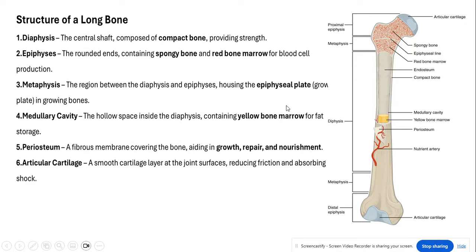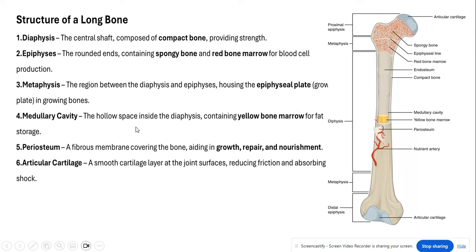Meta means between, right? Remember Facebook, and remember that it's called Meta. Why? Because it is in the middle of growth. Remember that. It houses the epiphyseal plate, the growth plate, in growing bones. The epiphyseal plate is where the bones actually grow from.